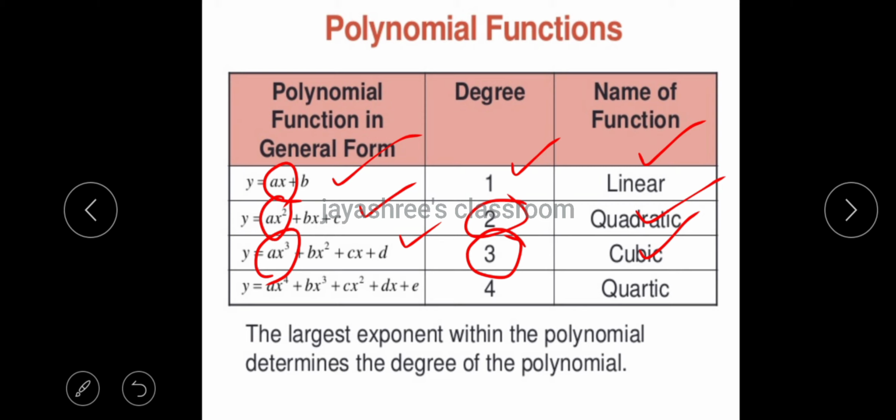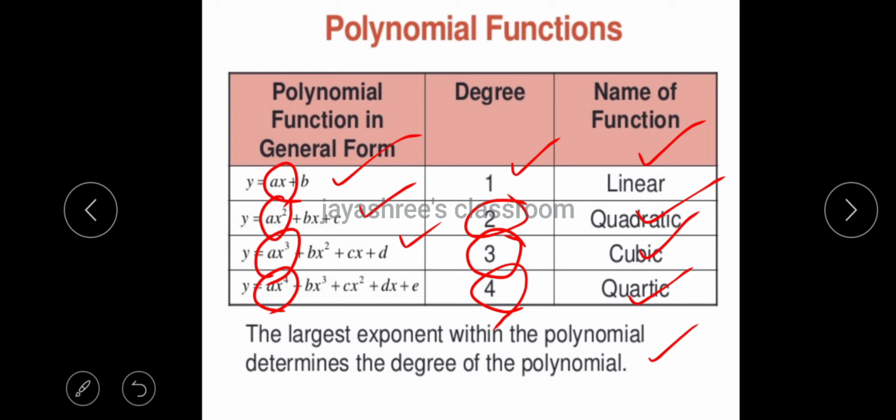And in the last example, y is equal to ax raised to 4 plus bx cube plus cx square plus dx plus e. What is the highest degree of the polynomial? It is 4. And that is called quartic polynomials, quartic functions. And like that, we can define polynomial functions of any order. The largest exponent within the polynomial determines the degree of the polynomial.